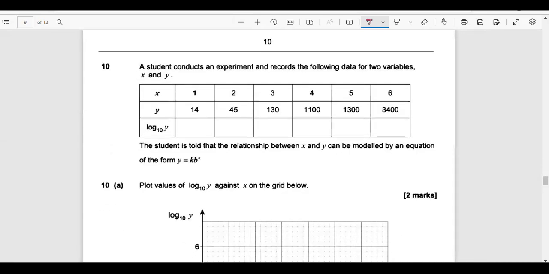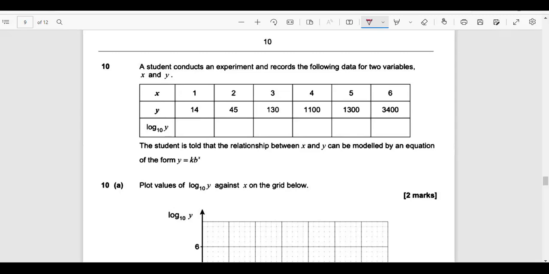It says a student conducts an experiment and records the following data for two variables x and y. It's a table, and then the third row is empty. The student is told that the relationship between x and y can be modeled by an equation of the form y equals kb to the power x. Plot values of log 10 y against x on the grid below. First of all, we need to find out the values. So can you please tell me the values using your calculator?